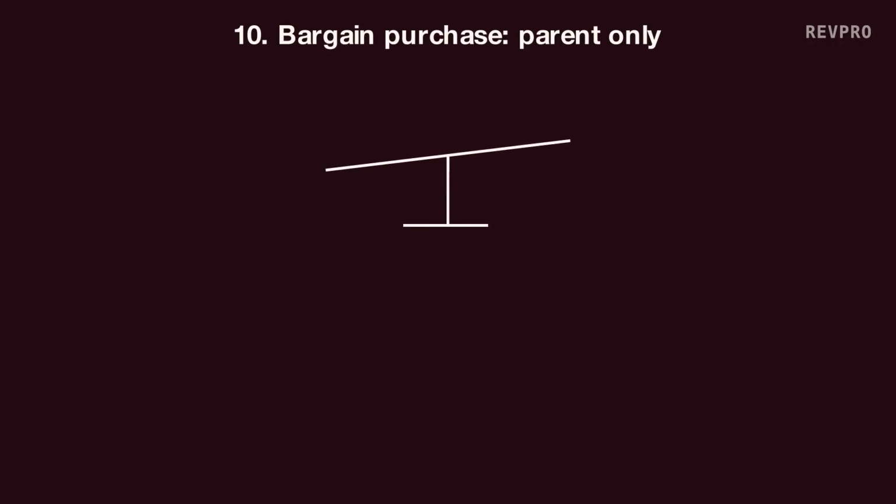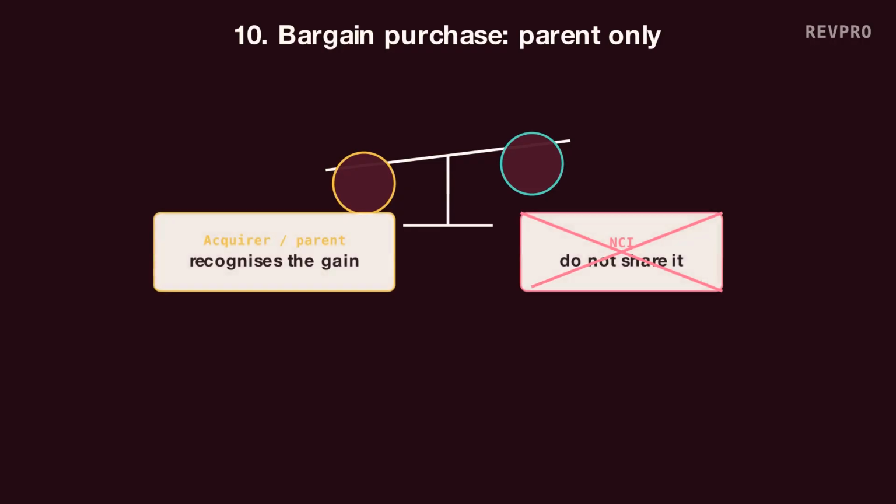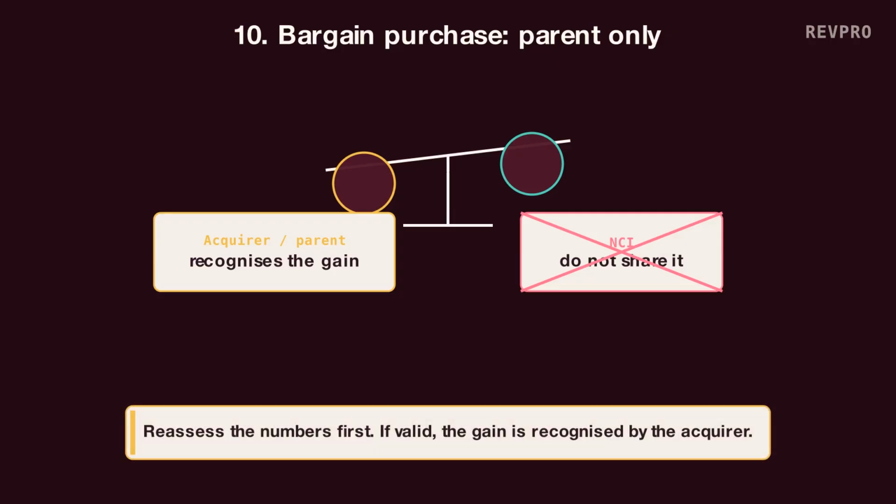Tenth, bargain purchase. If the acquisition calculation gives a bargain purchase, reassess the numbers first. If it is still valid, the gain is recognized by the acquirer. That means it belongs to the parent, not NCI. Do not share negative goodwill with NCI.